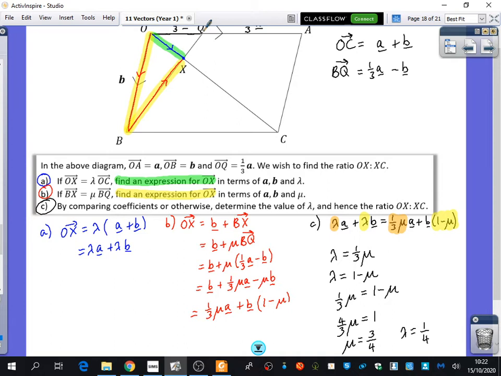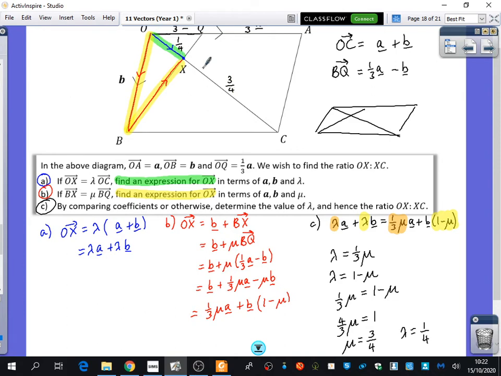For any parallelogram, whether it looked like this or whether it was a parallelogram that looked like this, if we had these things split in that particular way, it will always be that this will be a quarter and that will be 3/4, no matter what the parallelogram looks like. Okay? So the ratio, we're going to finish off, OX to XC. Well, we know that this is a quarter, because that's what lambda was, and this is 3/4.